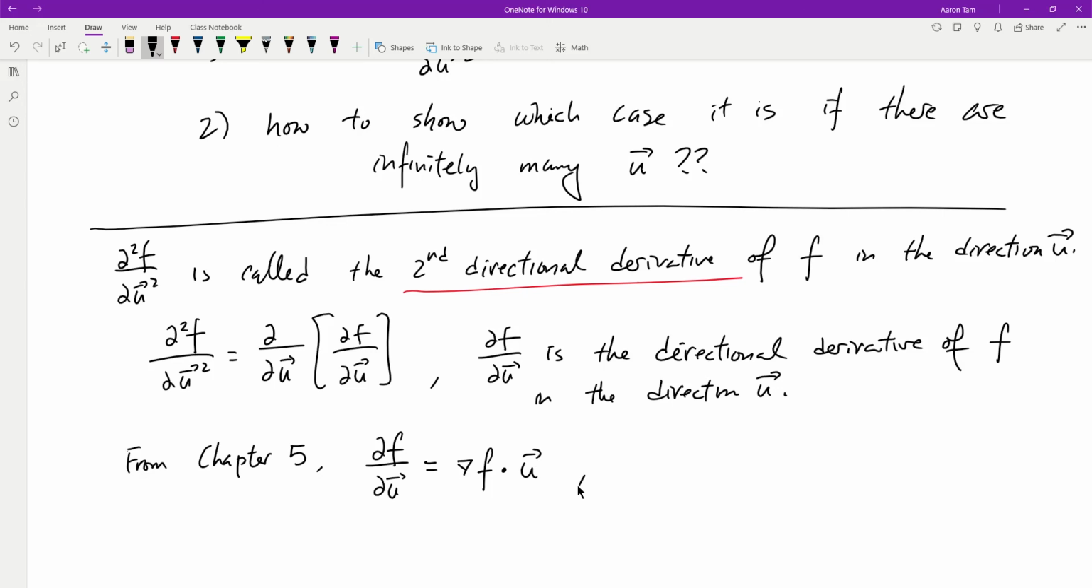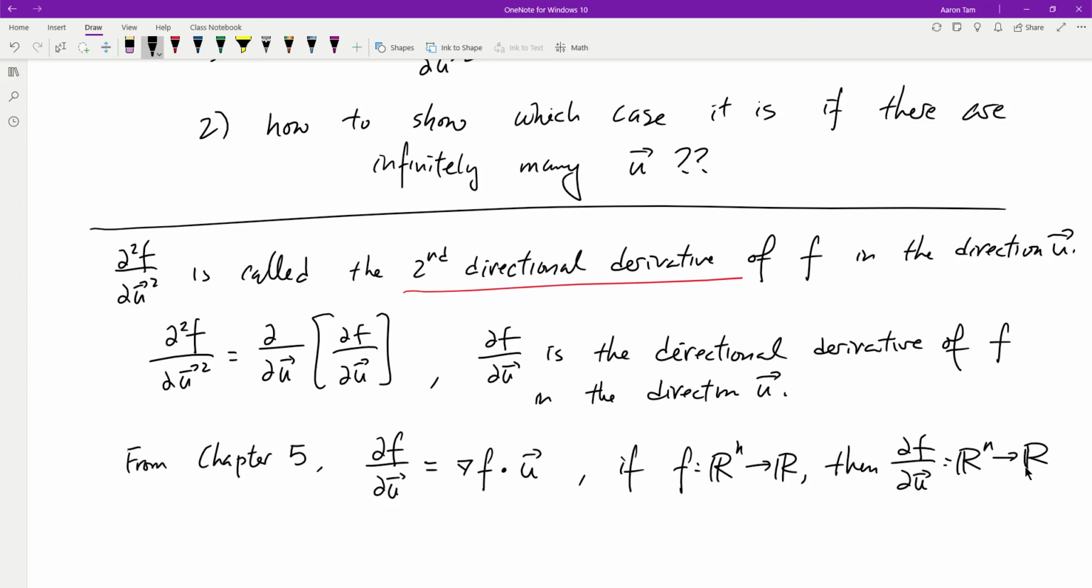Interesting thing to note is the following. If f maps from Rn to R, then what we know is that df over d vector u also maps from Rn to R. The reason being, df over d vector u is technically a directional derivative, but a directional derivative is also a partial derivative. And we already established that partial derivatives have closure. Therefore, it allows us to repeatedly generate what we call higher order partial derivatives.